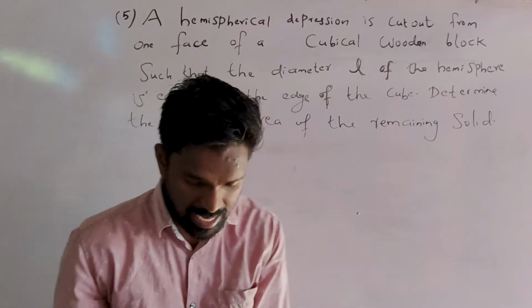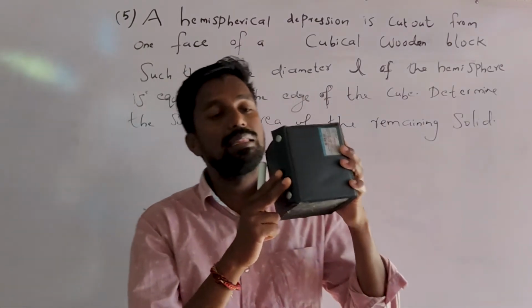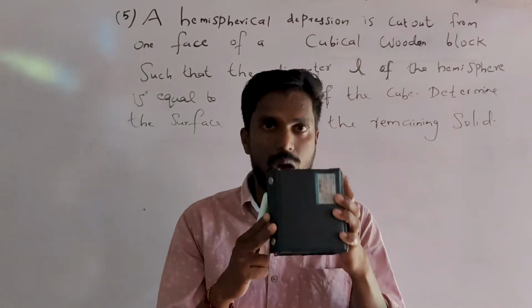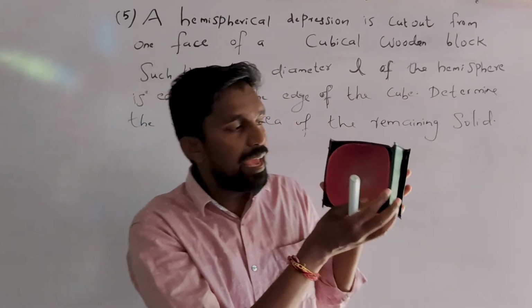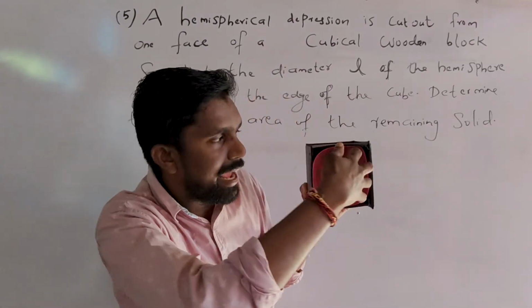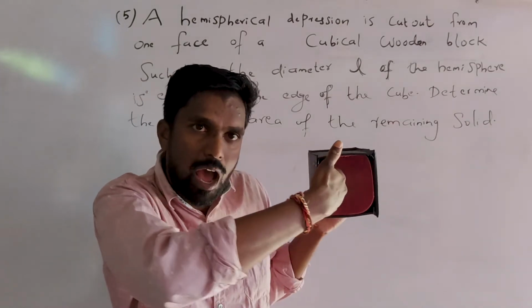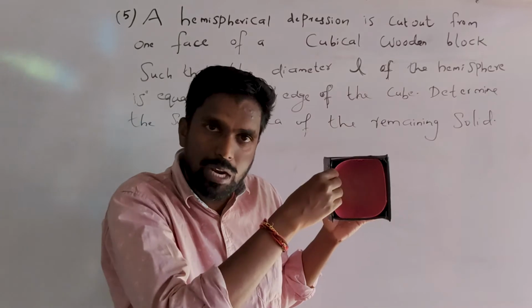That means this is a cube. Just imagine this is a cubical wooden block. From this cubical wooden block, a hemisphere is cut out from one face.